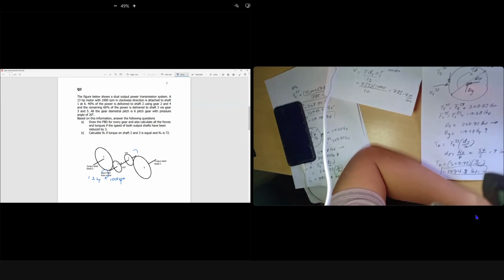Calculate N5 if torque on shaft 2 and 3 is equal. It means the torque is your F tangent times the radius of this one, and this one also has F tangent times radius. That is your torque, right? That's your torque value. And your F tangent is the same value times the radius. The summation of the torque is equal, so F tangent remains the same.